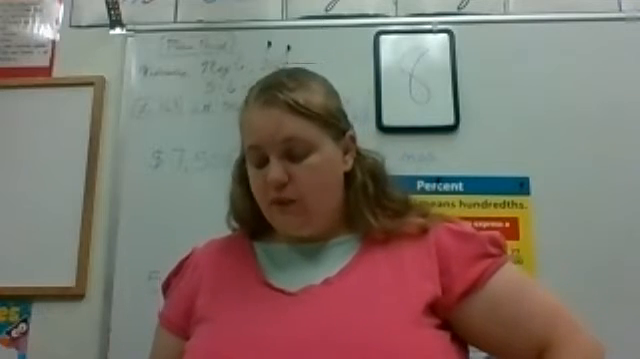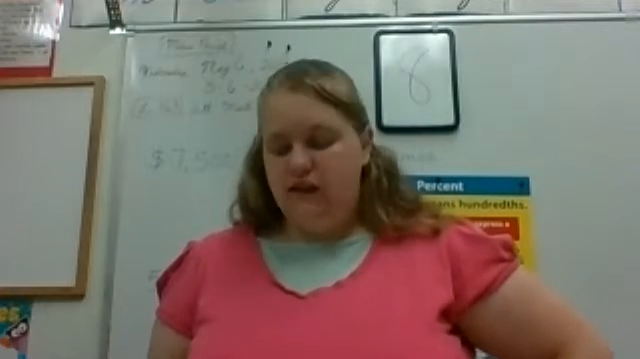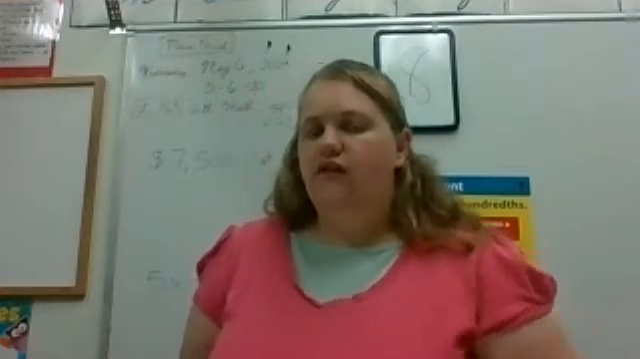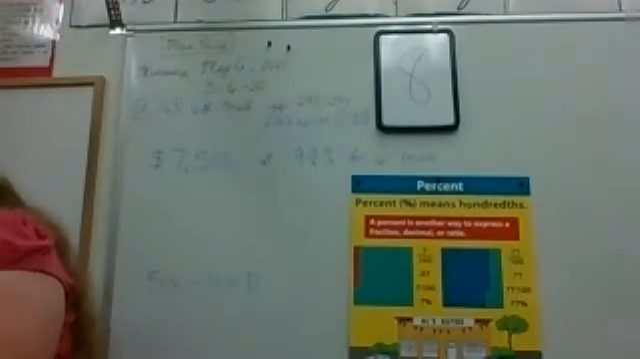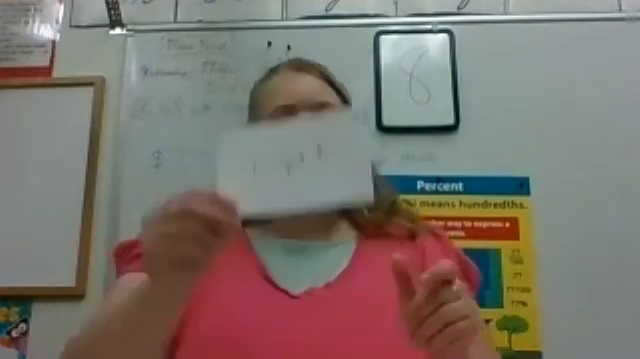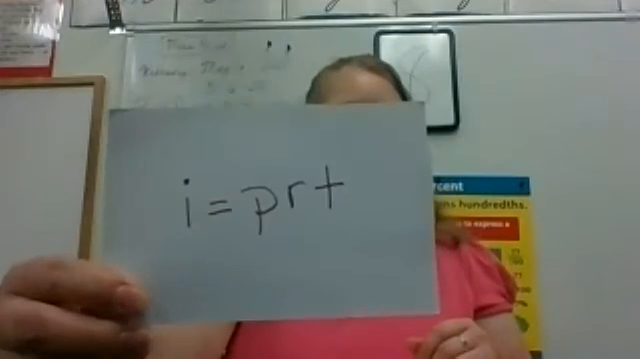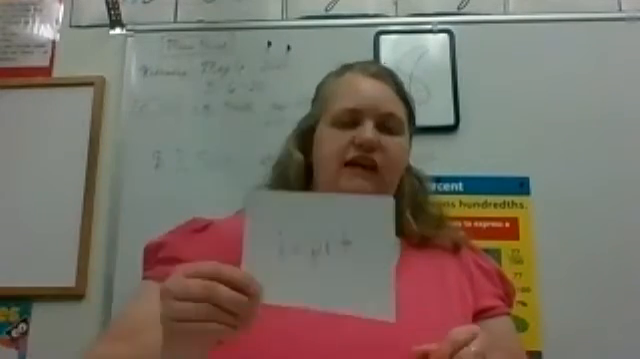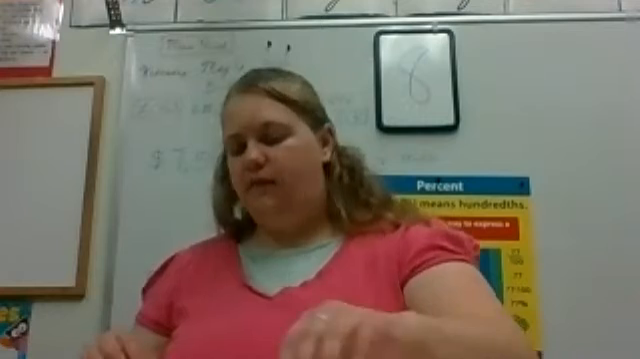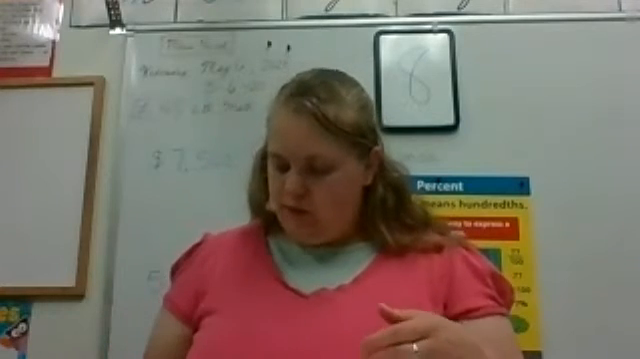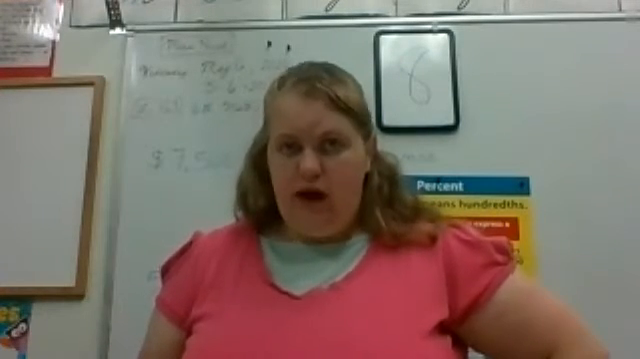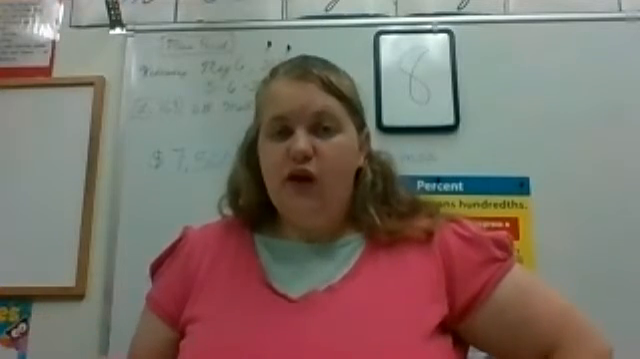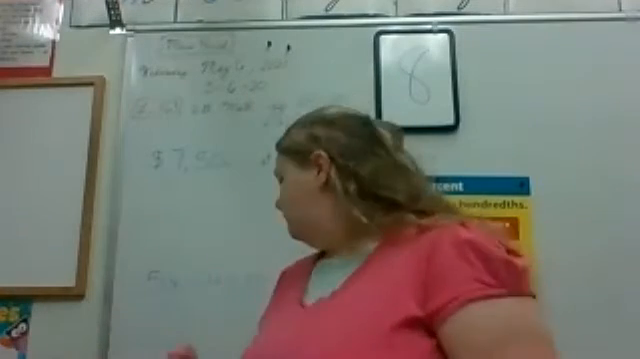Okay, so we need to multiply what together? What is our formula for interest? Let me grab that card. Simple interest is I equals P times R times T. So principal times rate times time. And what are we multiplying? 1,000 times 1, which is 1,000, times 0.08, okay?